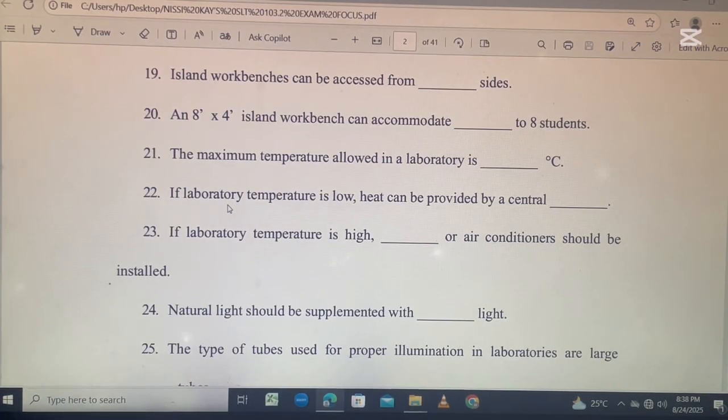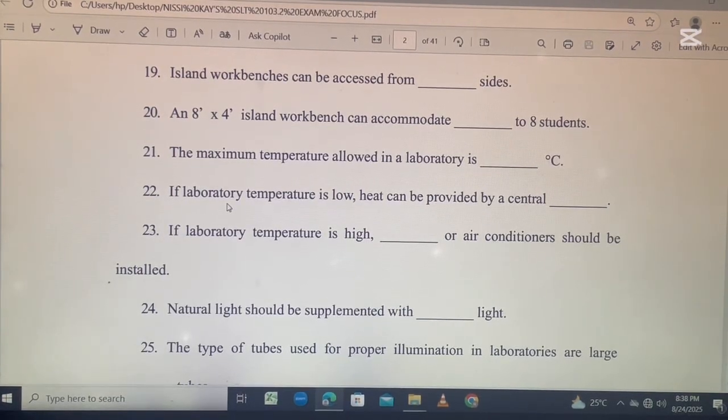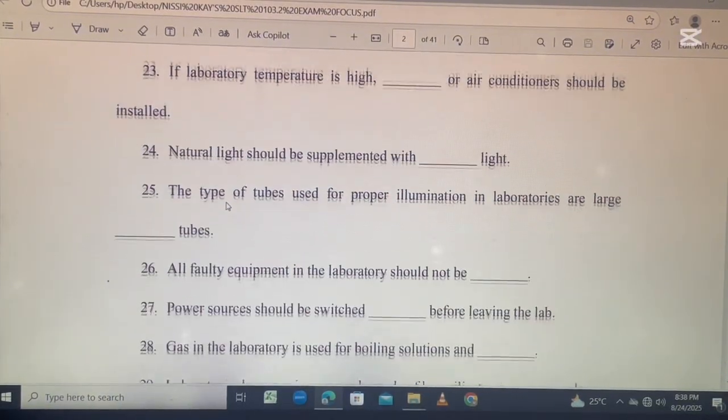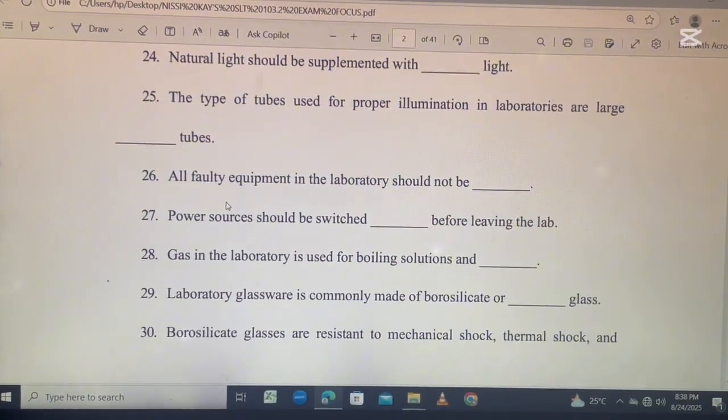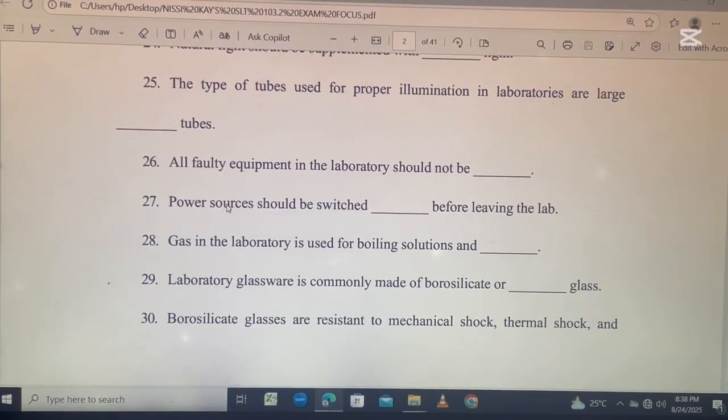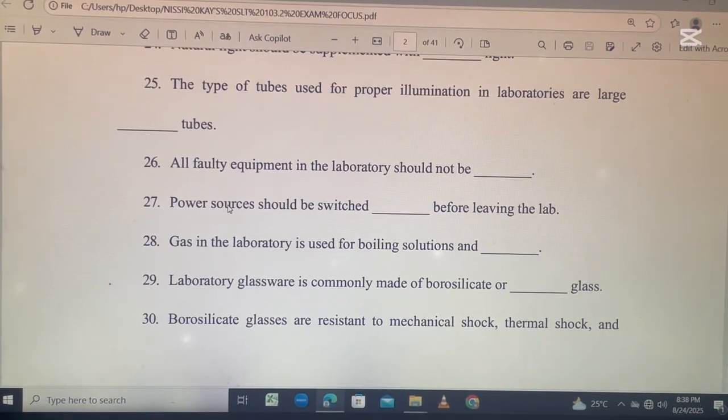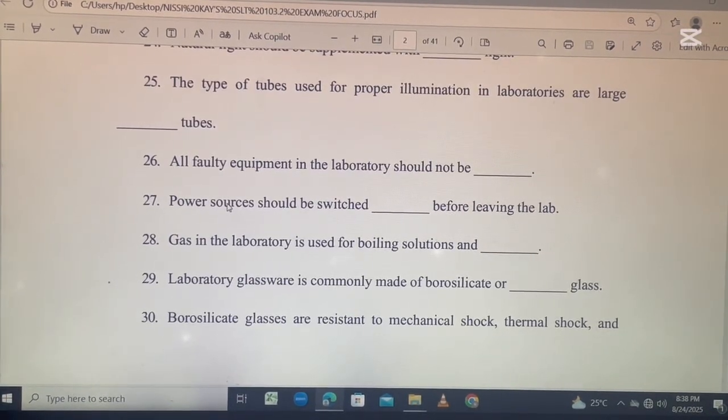All right, number 24, natural light should be supplemented with artificial light in the laboratory. Now, the next one, number 25: the type of tubes used for proper illumination in laboratories are large fluorescent tubes. They are called large fluorescent tubes.